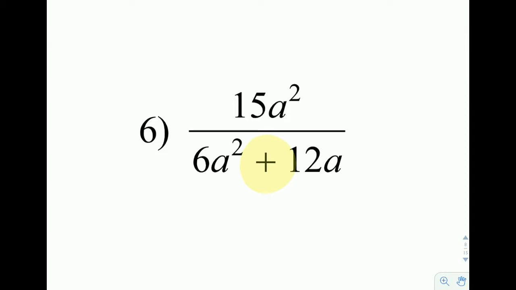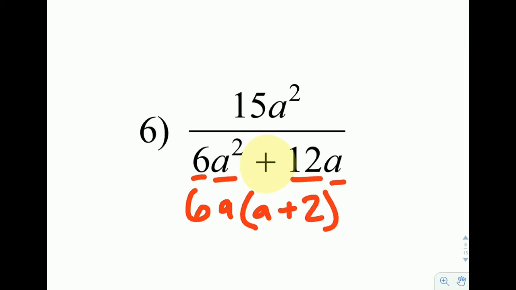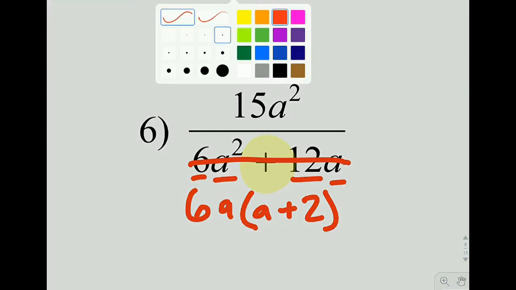So instead what we're going to do is factor, because then we can turn an addition problem into a multiplication problem. If I look at what's in common here, I see a 6 and a 12, so they have a 6 in common. I see an a squared and an a, so they both have an a in common. My leftovers then: 6a squared divided by 6a is just going to be a, and 12a divided by 6a is just going to be 2. So I'm going to cross that out and replace that with 6a times (a plus 2). Now I've created a multiplication problem.